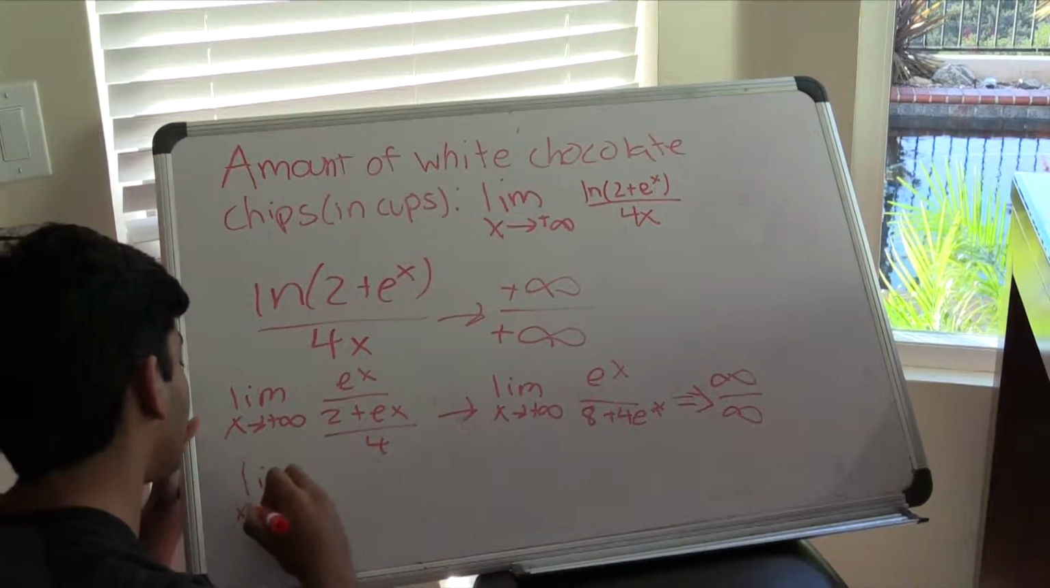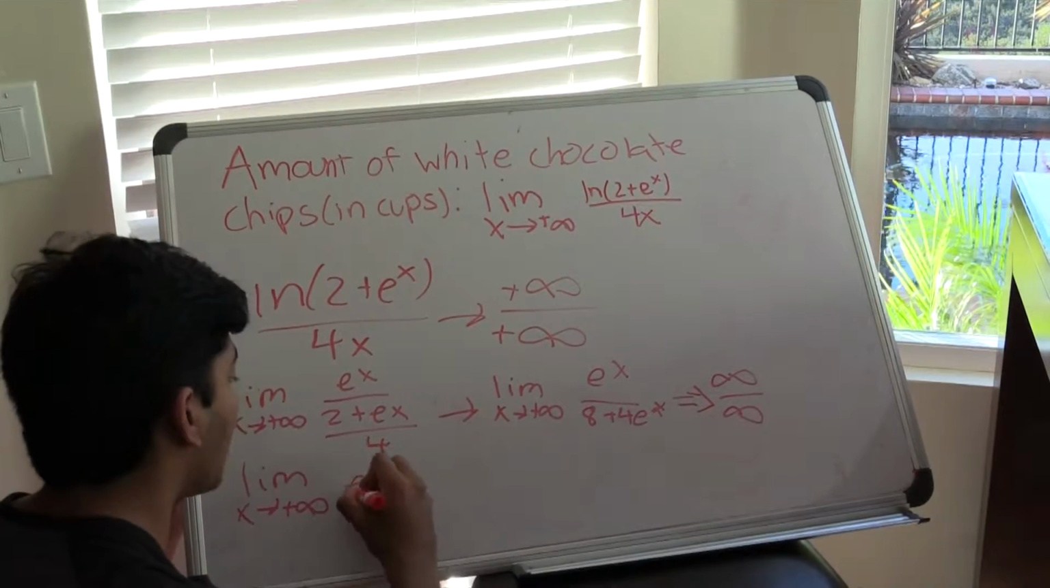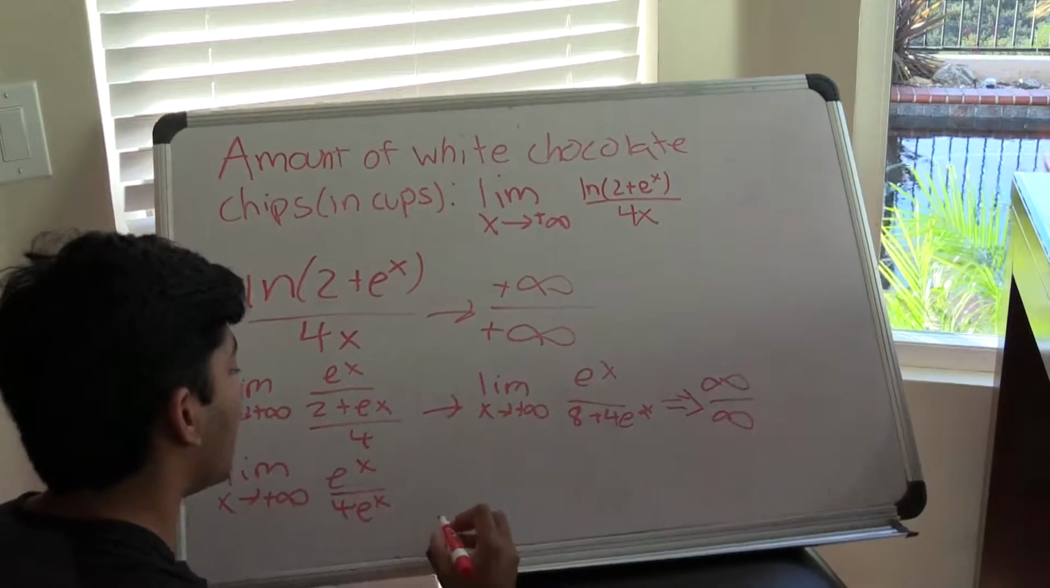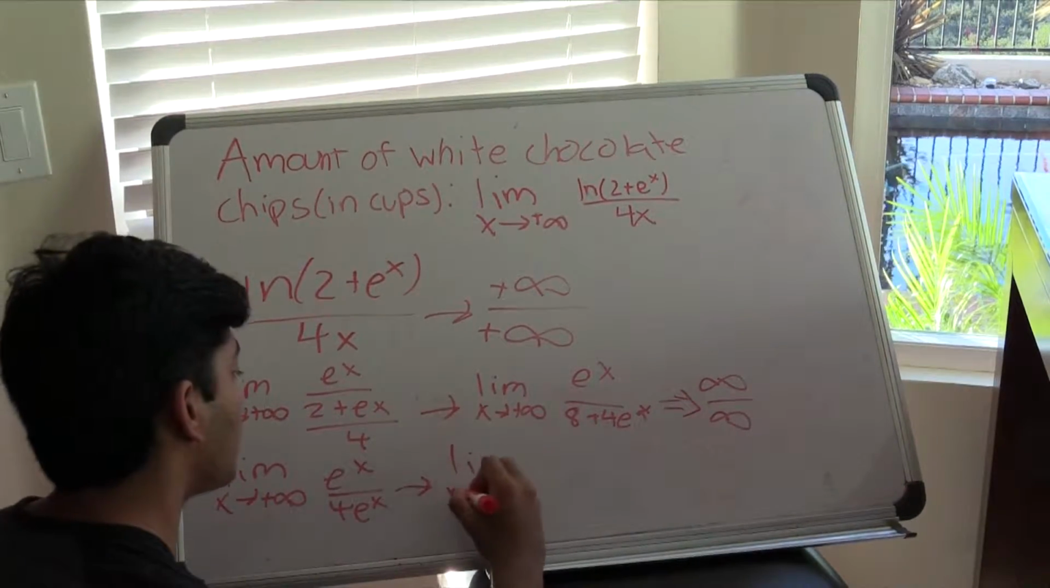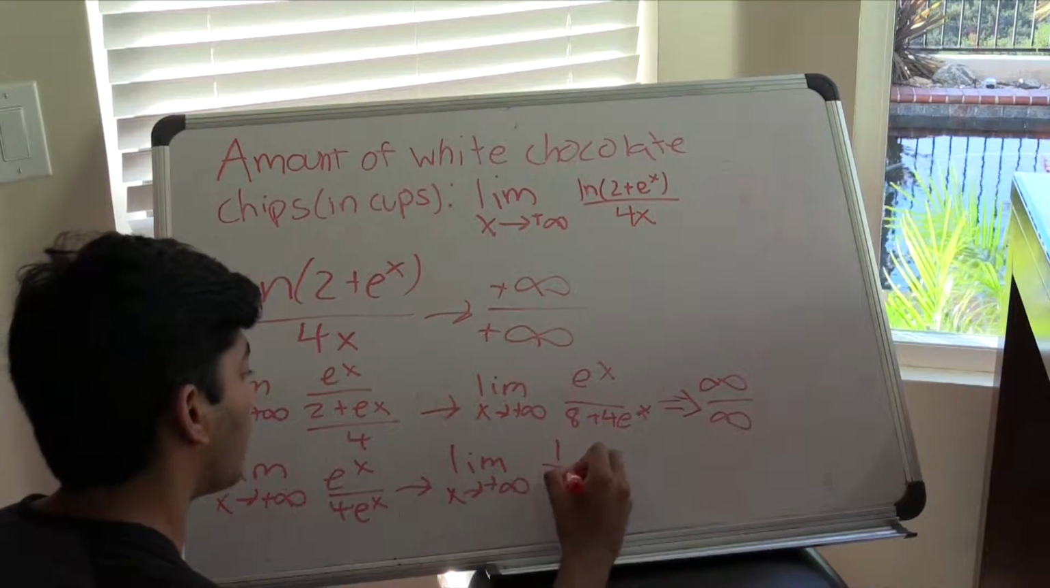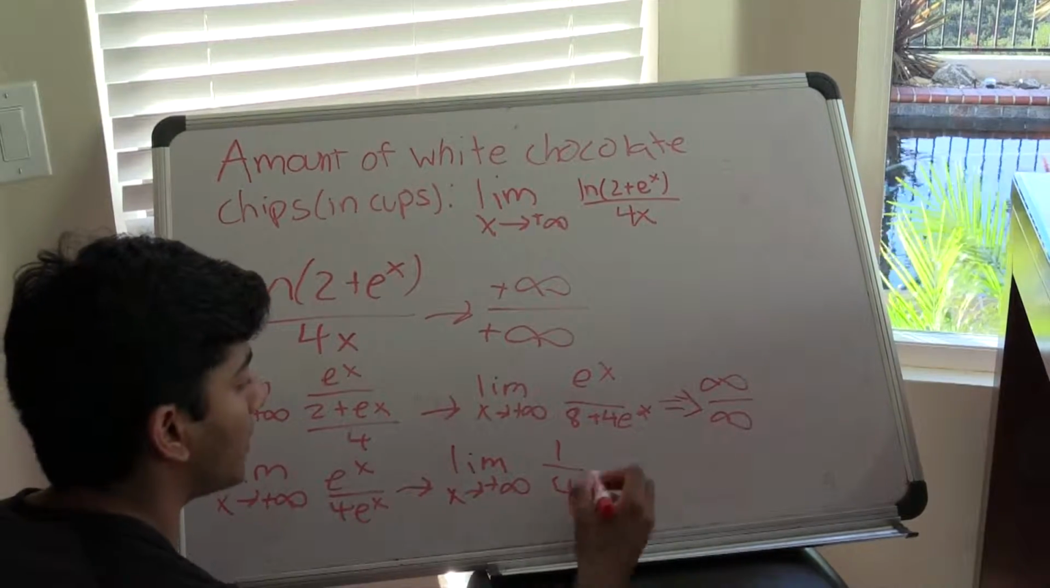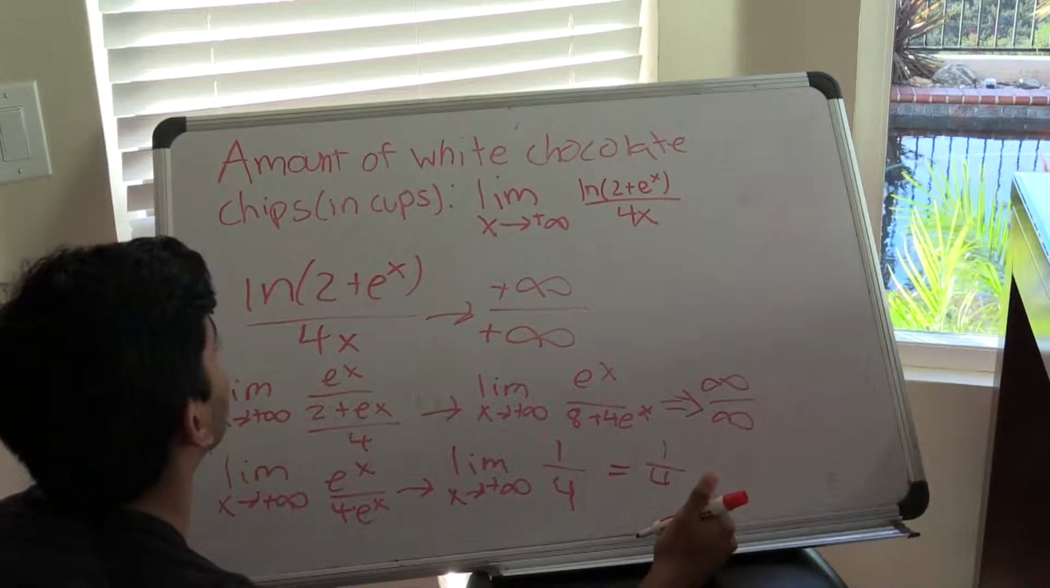So you get the limit as x approaches positive infinity of e to the x over 4e to the x. And then that could be rewritten as the limit as x approaches positive infinity of 1 over 4, because the e to the x's cancel out. And then you would get 1/4. So you need 1/4 cups of white chocolate chips. Thanks, Steph. We'll go ahead and add those in.